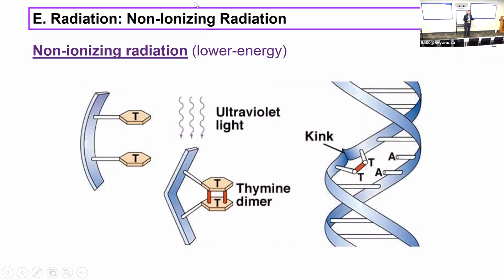So thymine is one of the nucleotides. Remember, there's A, T, C, and G, right? So what it can do is actually kind of swap the bonds around in the thymines, and rather than being two thymines, they kind of get stuck together. And now this is damaged DNA, and when you have damaged DNA, you have non-functional genes.